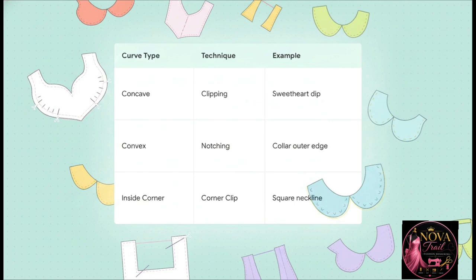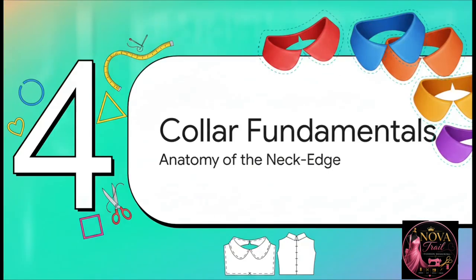This is huge. You literally cannot mix these up. Clipping versus notching. For a concave, inward curve like a neckline or the dip of a sweetheart, you make straight cuts, clips, so the fabric can spread open. But for a convex, outward curve like a collar edge or sweetheart lobes, you absolutely must use notching. That's cutting tiny V-shaped wedges out of the fabric so it doesn't bunch up when you turn it right side out.